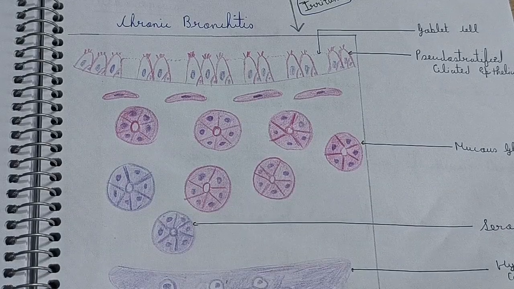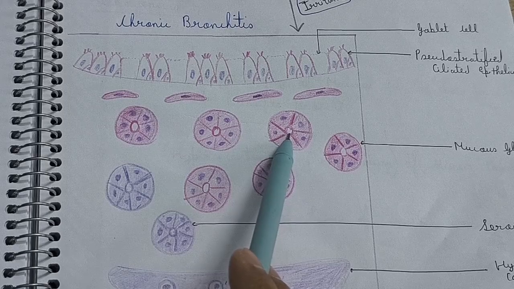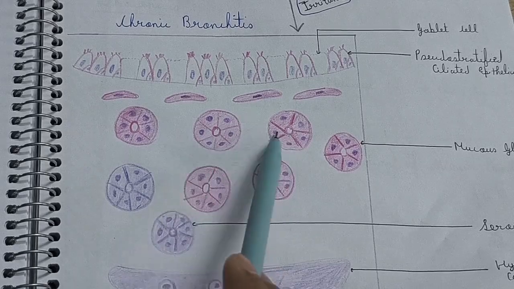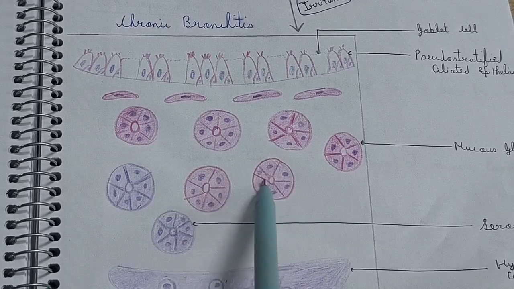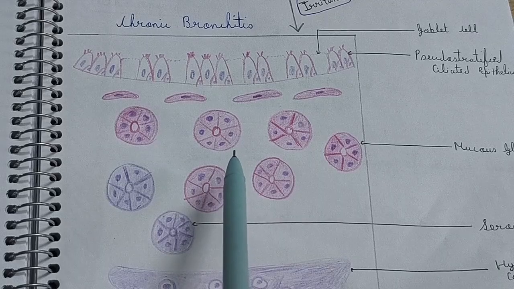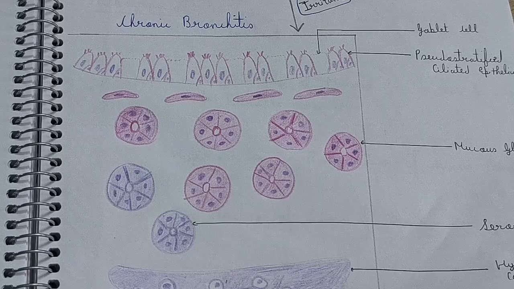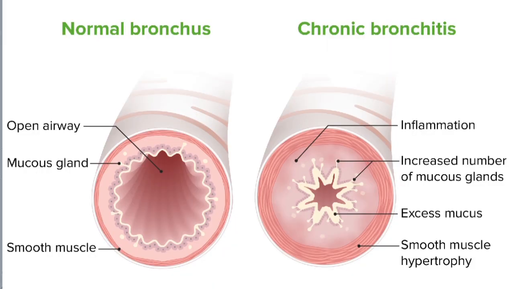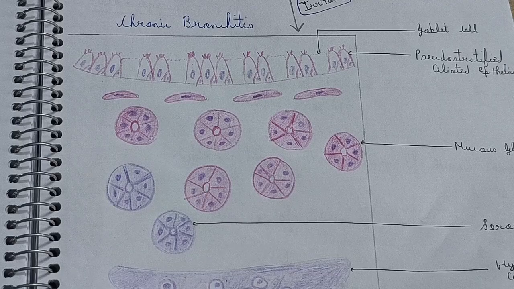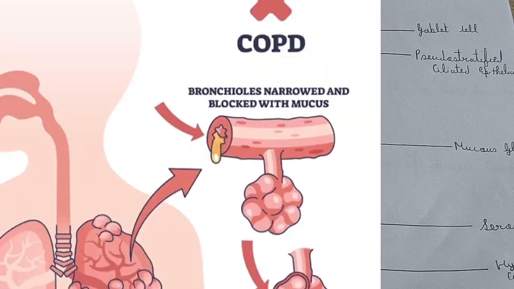And as you already know, the mucous gland produces mucus. So due to the increase in mucous glands, you can notice that hypersecretion of mucus occurs, and due to this hypersecretion of mucus the air pathway is blocked, and due to this blockage of the air pathway, bronchitis is caused. So this is the main pathogenesis.